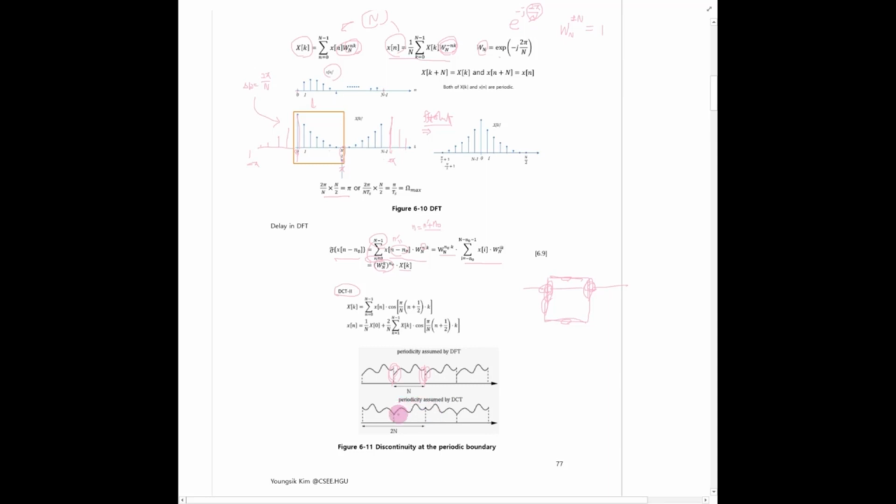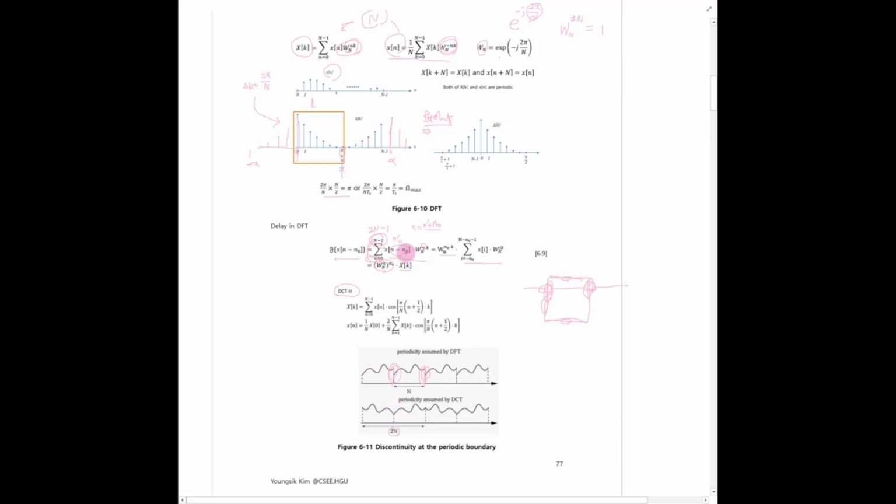We can make it by using the mirror image of the signal. We have this signal, but by taking the mirror image like this, the number of data is doubled. We are using the doubled one, and this one is repeated like that. So in the DCT case, the number of points is not N but 2N, so 0 to 2N minus 1. But you know that this one is an even function.